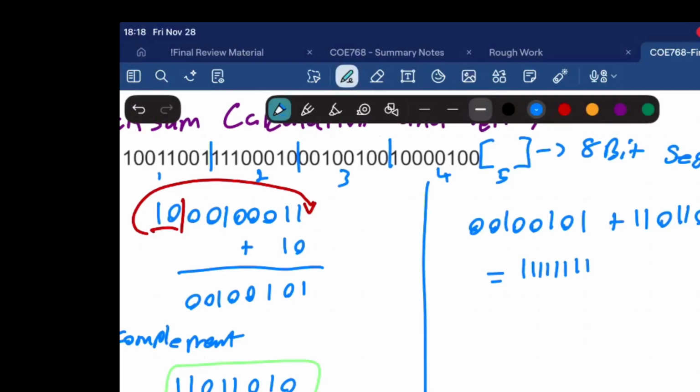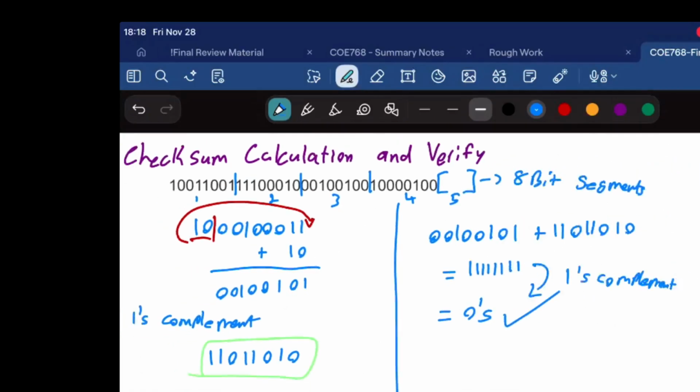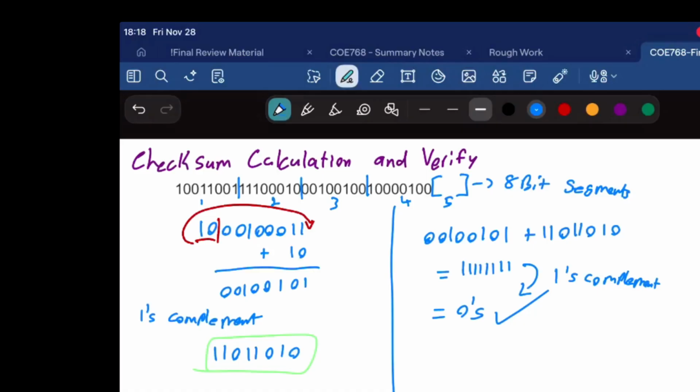As you can see, every bit that's 0 here is a 1 here on the other addition, so everything ends up being 1. And last but not least, we take our ones complement again, and we're left with all zeros. So if your final answer is all zeros, then therefore you know that you have verified and the transmission has happened safely and securely.